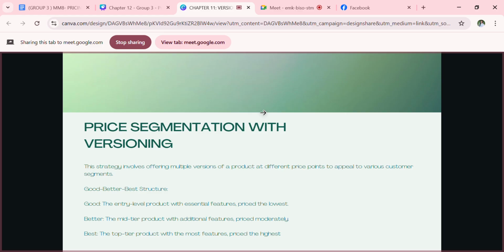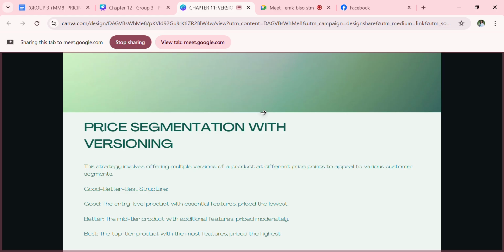So these top tier versions provide the highest perceived benefits, making them the most feature-rich and expensive options. It targets customers willing to pay more for advanced functionality. So in this approach, each version is designed to appeal to a distinct customer segment, where those who need only basic functionality choose the good version, while more discerning customers may opt for the best. This segmentation allows businesses to capture more customers across different price points by catering to varying levels of demand.